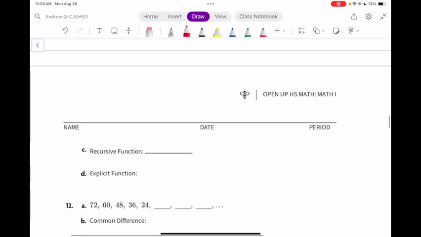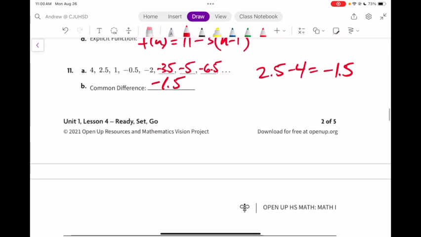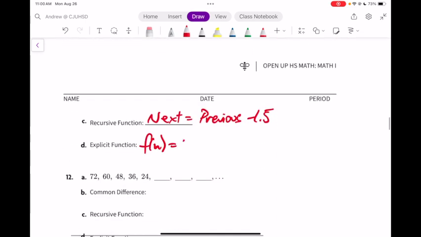The recursive is next equals previous minus 1.5, and the explicit function, the first number, which was 4, minus common difference, so 1.5, n minus 1.